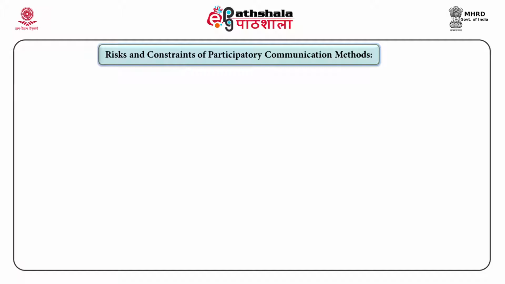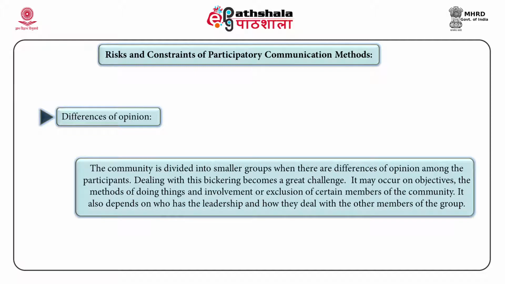The first risk is the difference of opinion. The community is divided into smaller groups when there are differences of opinion among the participants. Dealing with this bickering becomes a great challenge. It may occur on objectives, the methods of doing things, and involvement or exclusion of certain members of the community.